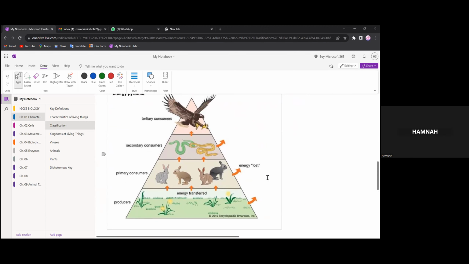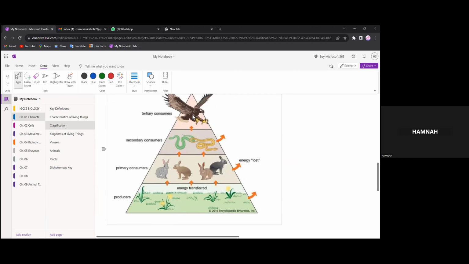So this is another table. This is the energy pyramid, and you can categorize living things as producers, which produce the energy. These are the producers, and primary consumers would be the animals or organisms that consume the producers.